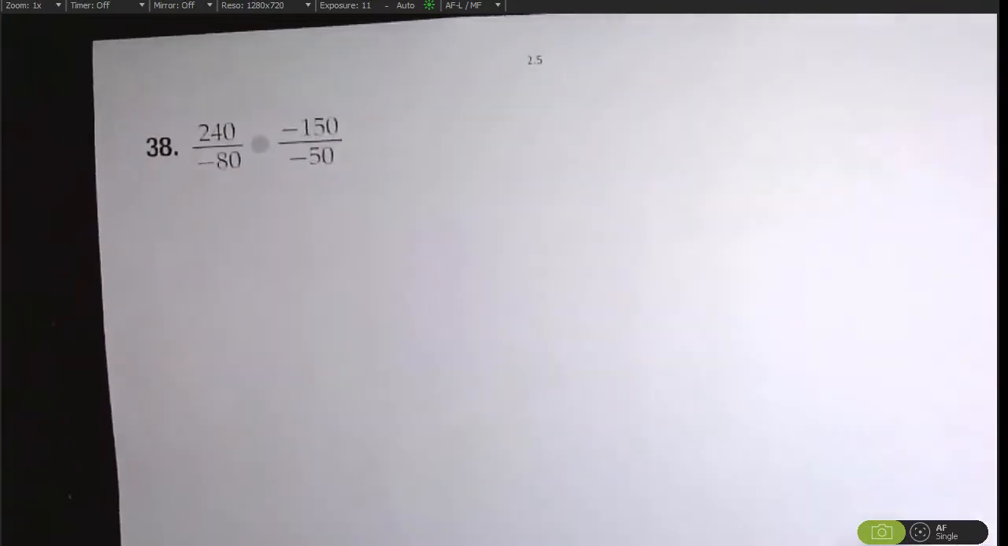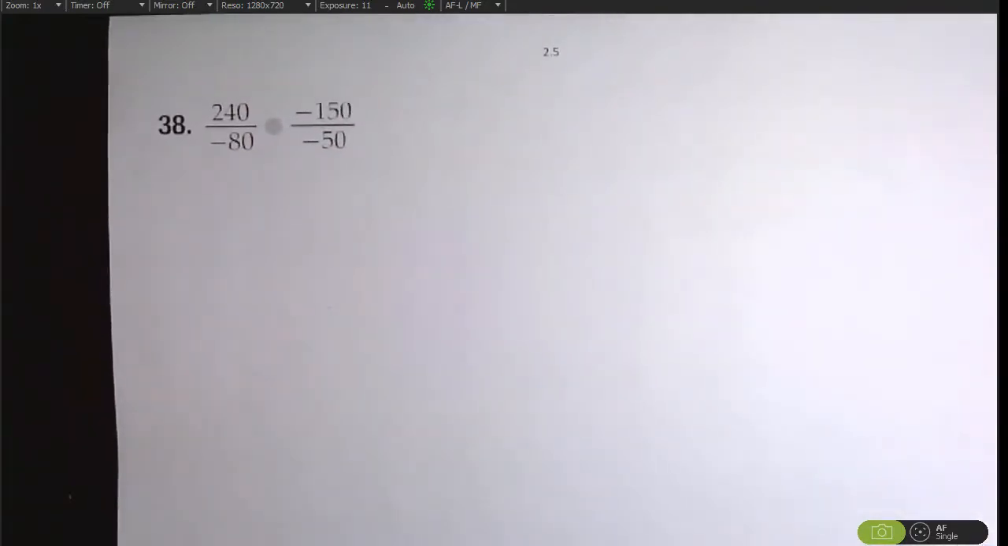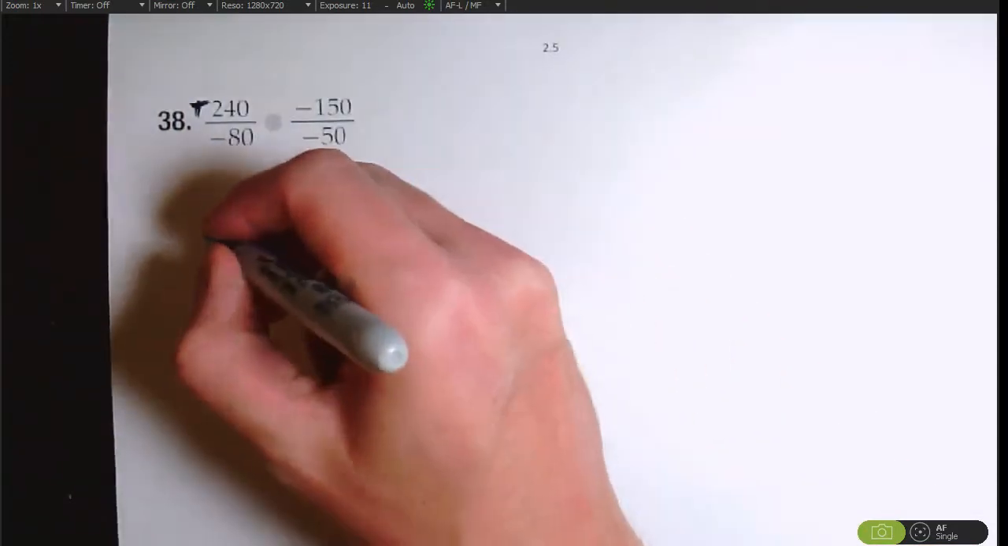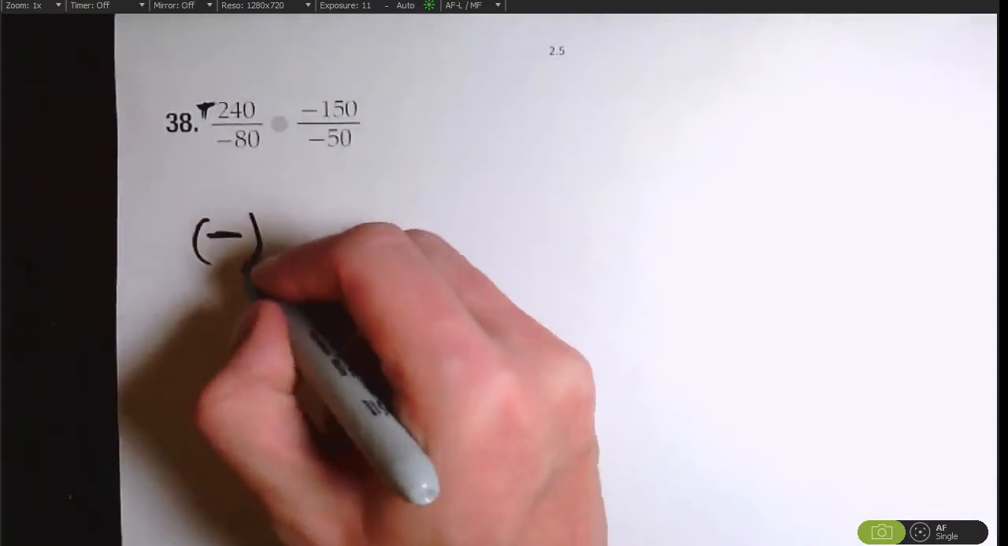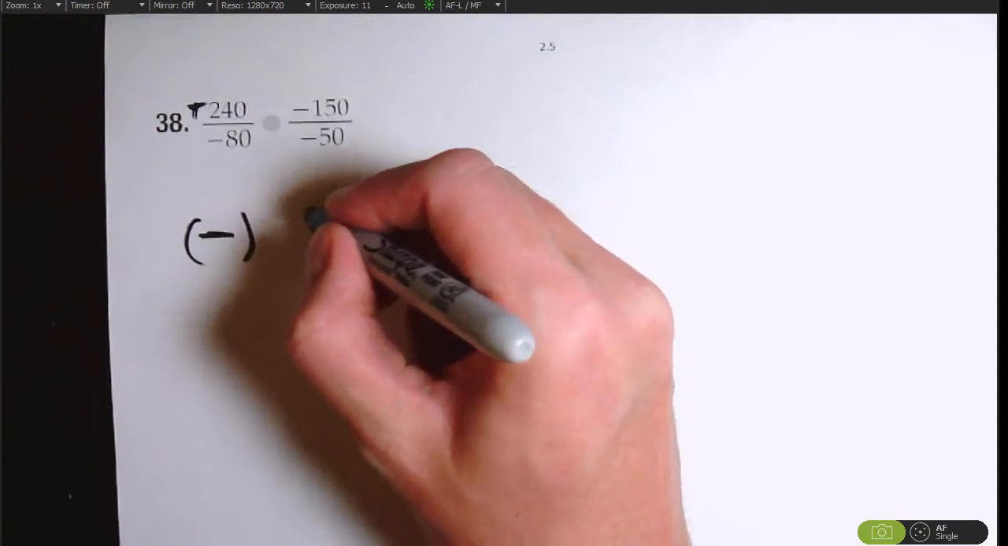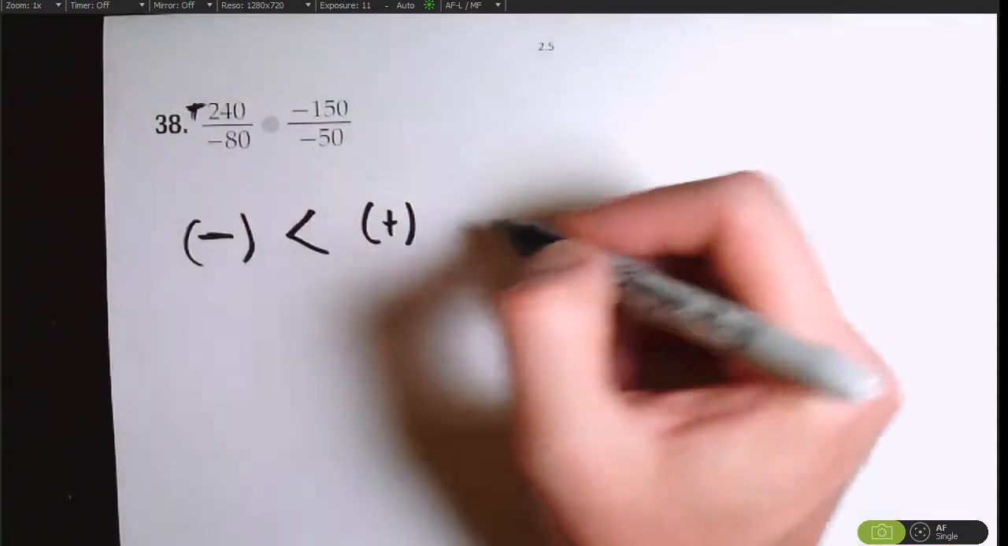Alright then, number 38. This one, like on section 2.4, let's deal with the signs first, even though the numbers aren't too bad to do because they do divide evenly, and just look at that, and that can help us with our inequality, what should be greater, what should be less than. So if I look at this sign wise, the left side is a positive divided by a negative. It's going to be negative. Right side is negative divided by negative. It's going to be positive. So this should be negative is less than positive.